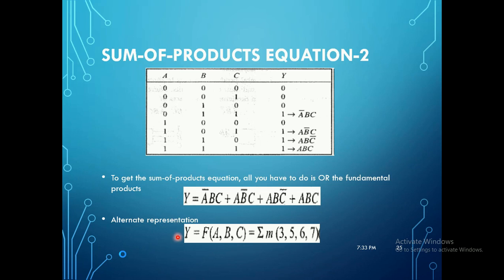So here the alternate form is Y is equal to F of A B C is equal to summation of mean terms 3, 5, 6, 7. Why? Because what is 3 here? So this is first mean term, second mean term, third mean term. Sorry, 0 mean term, first mean term, second mean term, third mean term. So third mean term you got 1. So that's why we have written here 3. Next, fourth you don't have, fifth you have. Fifth, sixth and seventh mean terms you have got 1. So that's why this expression. So this is summation of mean terms 3, 5, 6, 7.